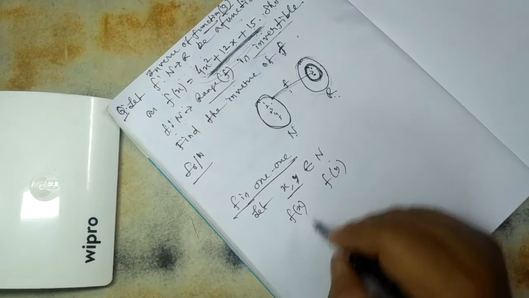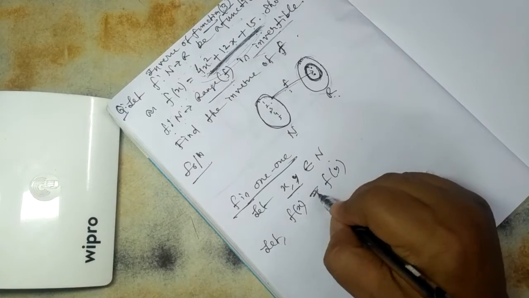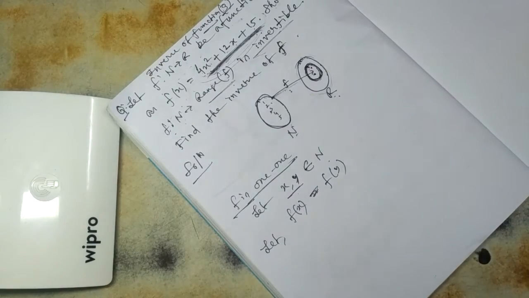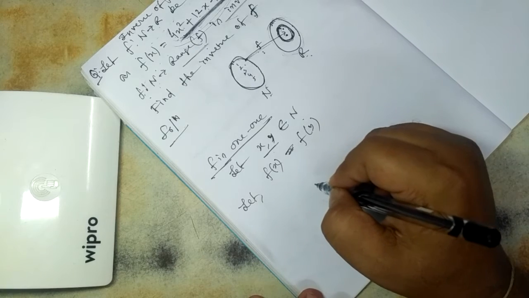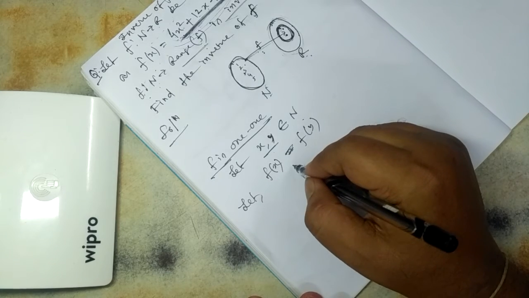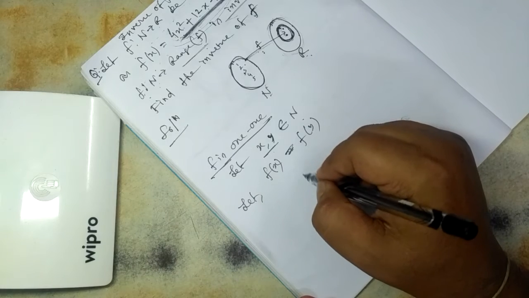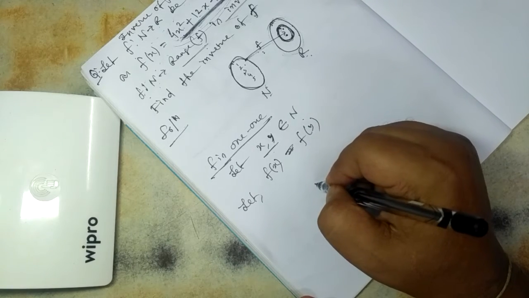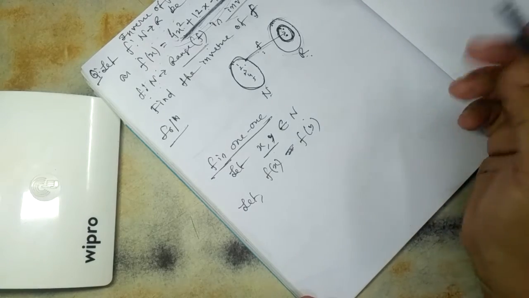Now we know the rule: let f(x) equal f(y). We deliberately say that let f(x) equal f(y), and then we try to prove that it follows that x equals y. If we are able to prove that x equals y, then we can say that the function is one-one. You know all these things.